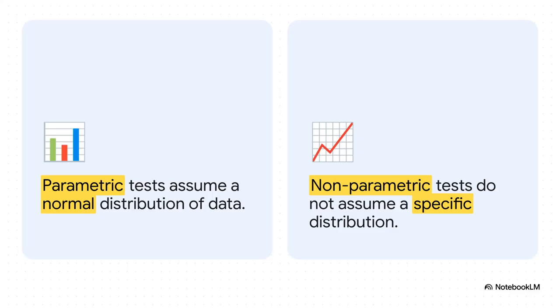But let's be real, medical data isn't always perfectly normal. Sometimes it's just categorical, and that is exactly where non-parametric tests come in. They don't assume any specific distribution, which makes them incredibly robust for small sample sizes or survey data. For example, a researcher might use the chi-square test to look at the association between 2 categorical variables, like checking if there's a real significant link between someone's smoking status and the presence of lung disease.